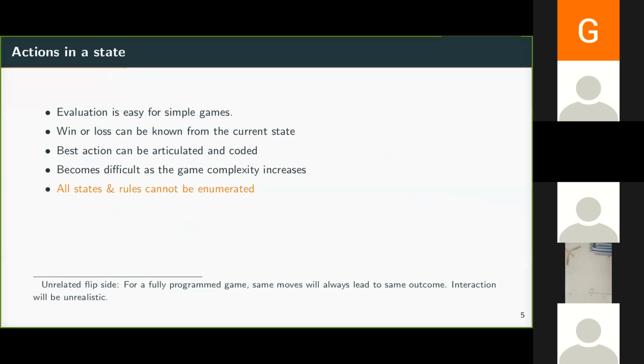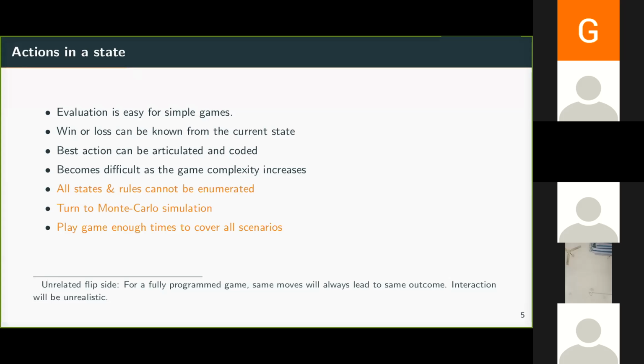Meaning, if I then tell you, okay, fine, your tic-tac-toe code is very good, can you write the code for chess? Then the problem will become very, very difficult because you know that the states are too many. There are not few states, but there are a lot of states that you need to code for. So it becomes impossible, or all states and rules cannot be enumerated. Meaning, you cannot think of every possible configuration of the chessboard and then write a rule for how the player behaves in that configuration. We cannot do that humanly. It is very difficult to evaluate.